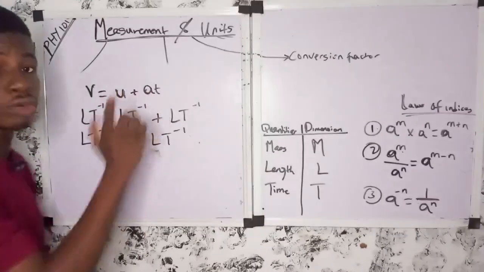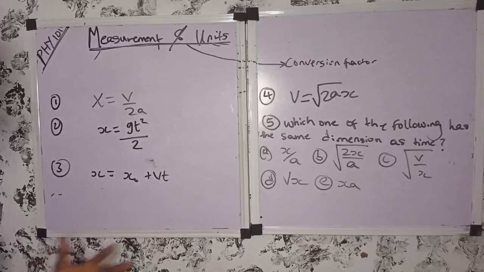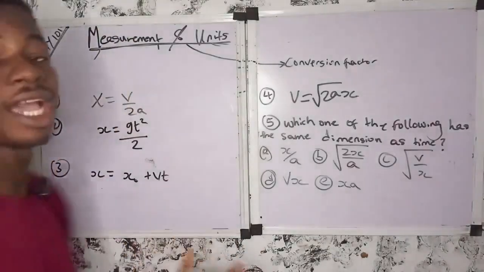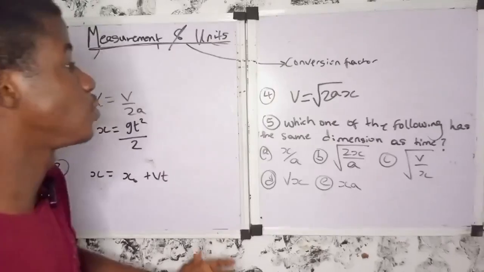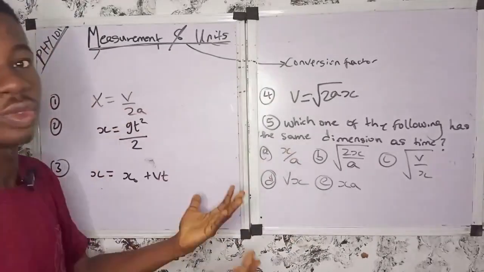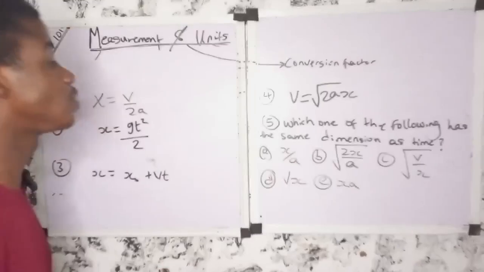Let me do 2 questions from your textbook, and another question in your Phase 101. If you look at the board, you find 5 questions here. These questions are from the exercise questions at the back of your textbook. I only picked the questions related to dimension, because we are going to solve all the exercise questions.